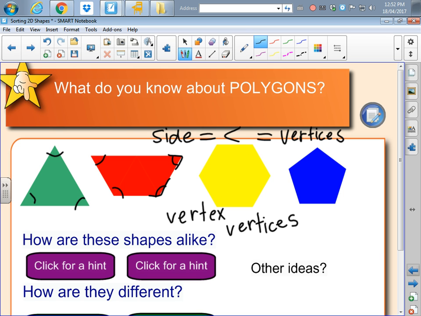Okay? How are they different? How are these shapes different? Levi? They all have different sides and different angles. They do. They all have different sides and they all have different angles. So that's why we call them different things. We have a triangle. We have a trapezoid, a hexagon, and a pentagon.